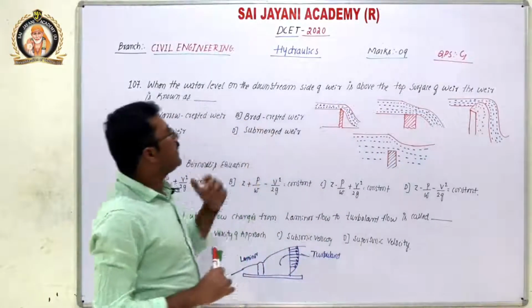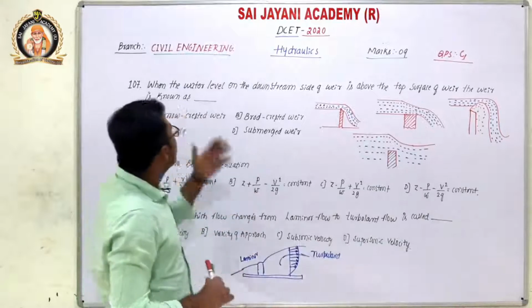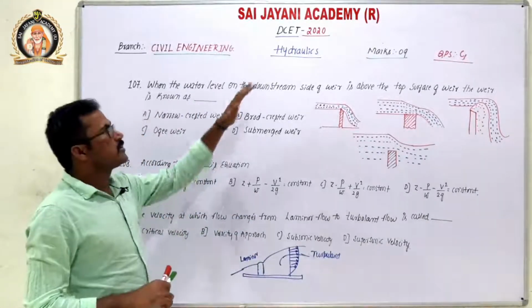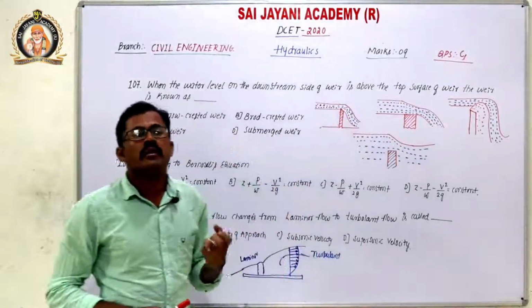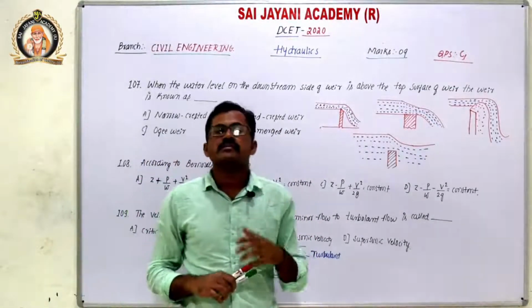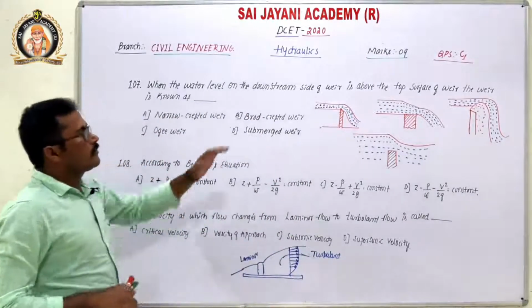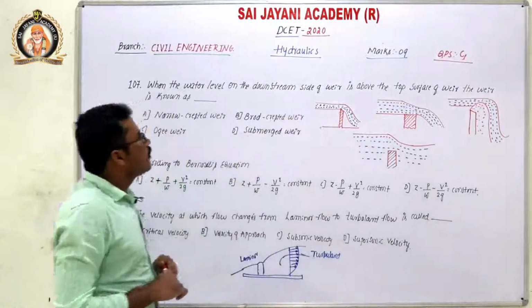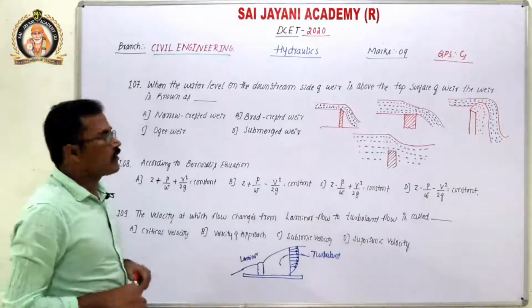So DCT, Diploma Common Entrance Test 2020 for civil engineering branch. Subject is hydraulics, which is for 9 marks. So we will get 9 questions from this topic. So from question paper series C1, question starts from 107 from the subject hydraulics.